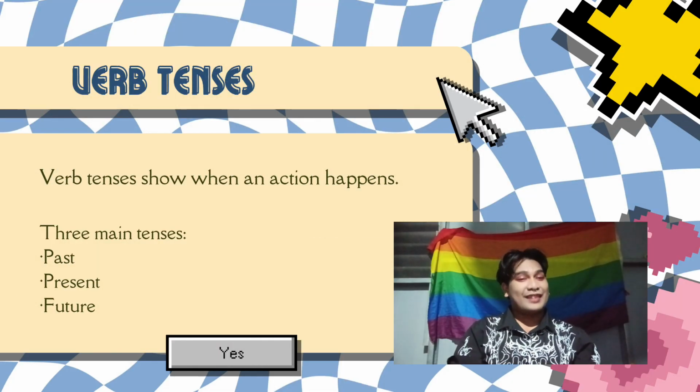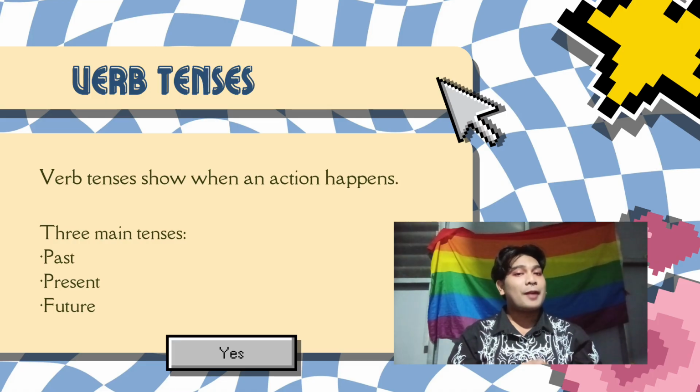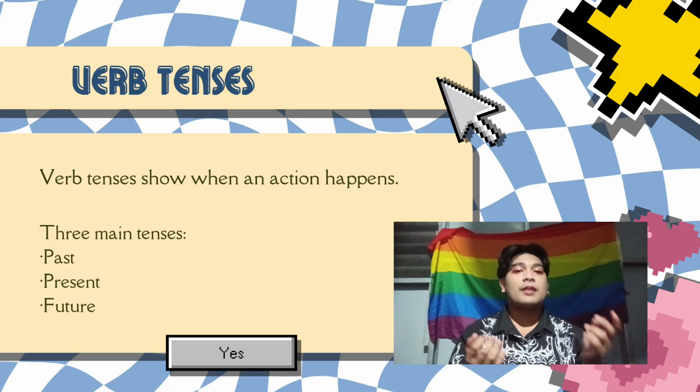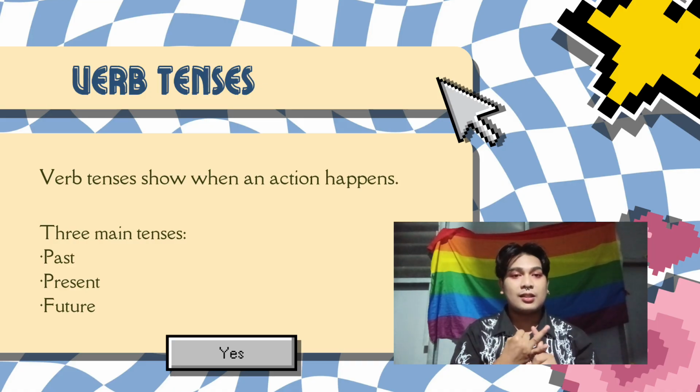So what is a verb tense? A verb tense is a way of showing time in English sentences. It tells us when an action happens, whether it's something we already did, something we're doing now, or something we will do later. There are three main tenses in English, and these are the past tense, what happened before, the present tense, what is happening now, and the future tense, what will happen later.